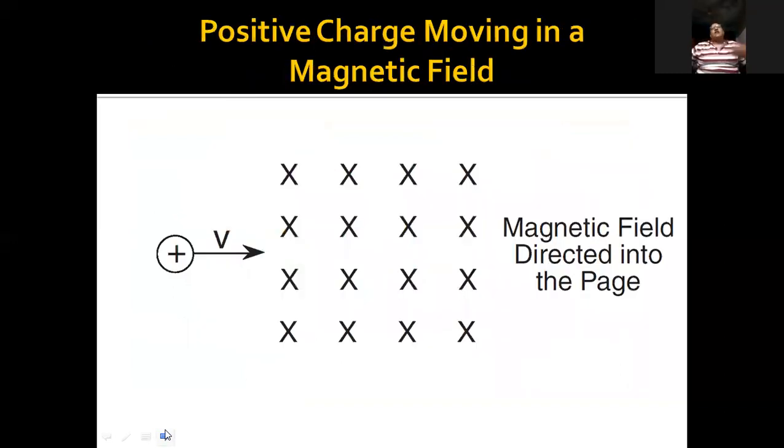Now, we have a charged particle, and that charged particle is moving. For example, we have a positive ion, some atom or molecule which has a positive charge, and it's moving towards the right side of the screen, and it happens to pass through this magnetic field. The magnetic field is represented with crosses, which means the magnetic field is going into the paper.